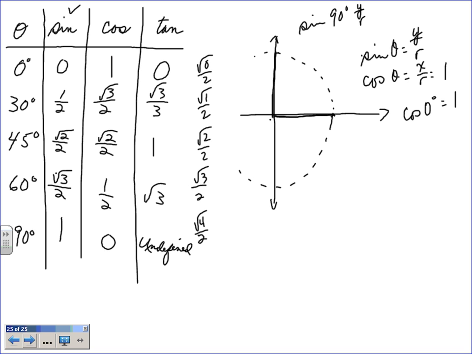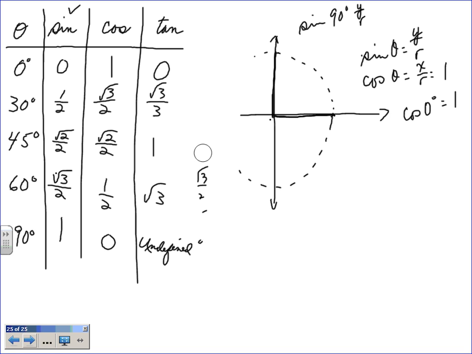You need to memorize this chart. How do you memorize the chart? Memorize the first column. Because if you know the first column, the second column is the reverse of the first. And if you know what sine and cosine are, then you can figure out tangent, because tangent is sine over cosine. So it's really not that hard, but you have to memorize it. I told you there's a lot of memorizing in trig. Okay?